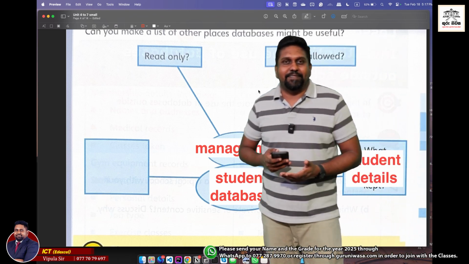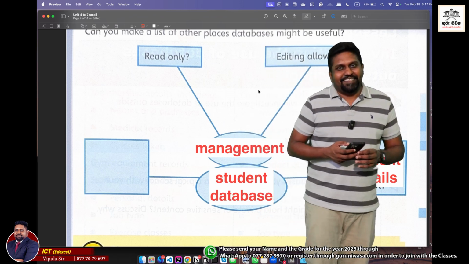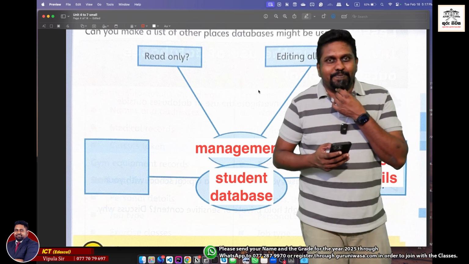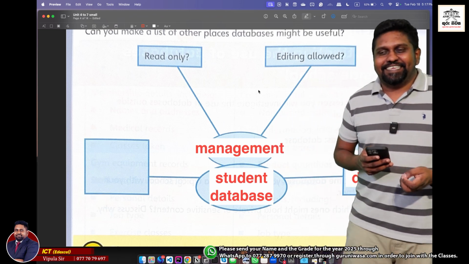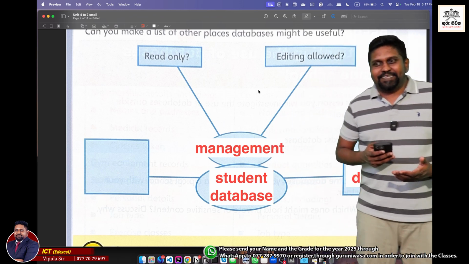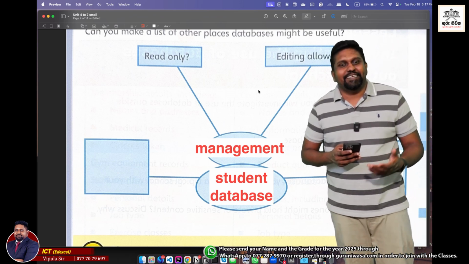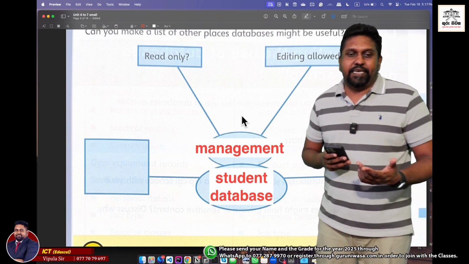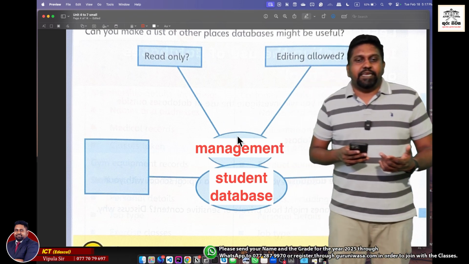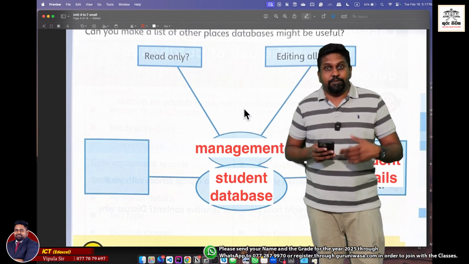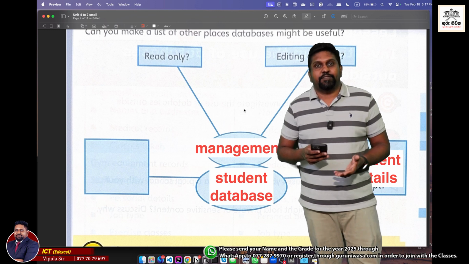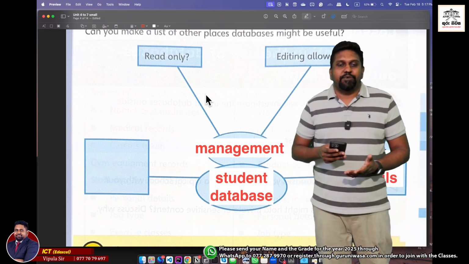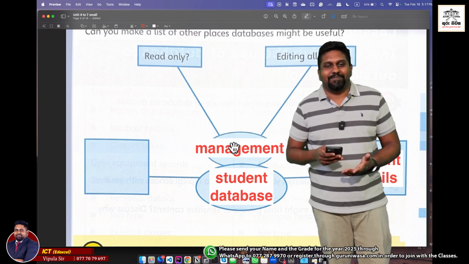Your address has to be changed. Got the point? It must be done, right? So technically speaking, yes, it should be editable, but it should be editable by the management or somebody who is going to manage the school. For others, it should all be read only, right?